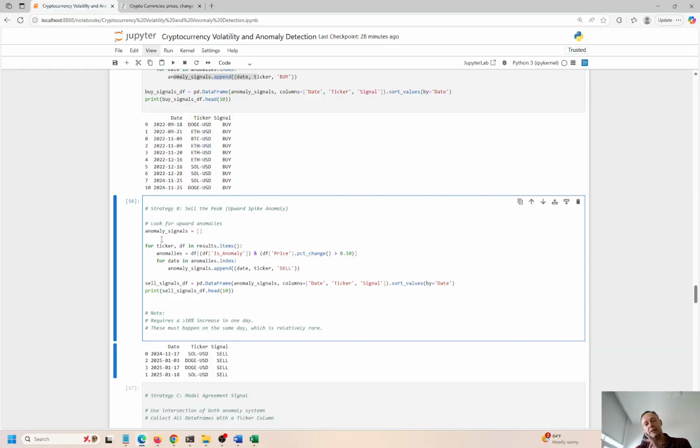And then for ticker in tickers, if is anomaly and percent price greater than 10% on the same day, now this is on the same day, a 10% increase on one day, then there must be something driving this, right? There must be some activity, some choppiness, something driving the market, something stimulating the market. This is a big thing here.